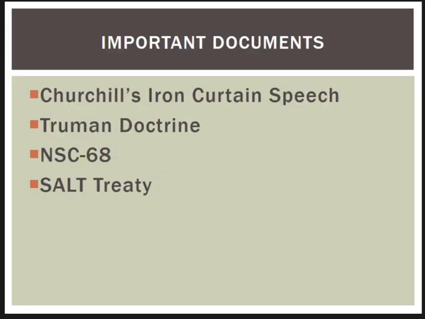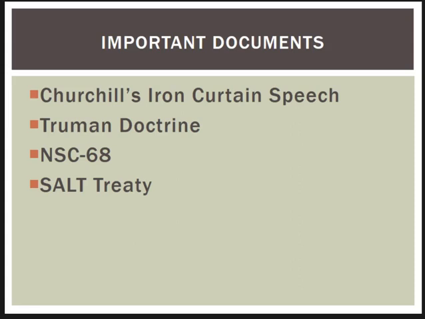The important documents. The Iron Curtain speech that Winston Churchill gave in Fulton, Missouri in 1946, in which he described this, in his phrase, Iron Curtain that had descended to separate the communist parts of Eastern Europe from the democratic nations of Western Europe. We also have a document that came to be called the Truman Doctrine, where basically we promised that we would assist any nation fighting against communism.